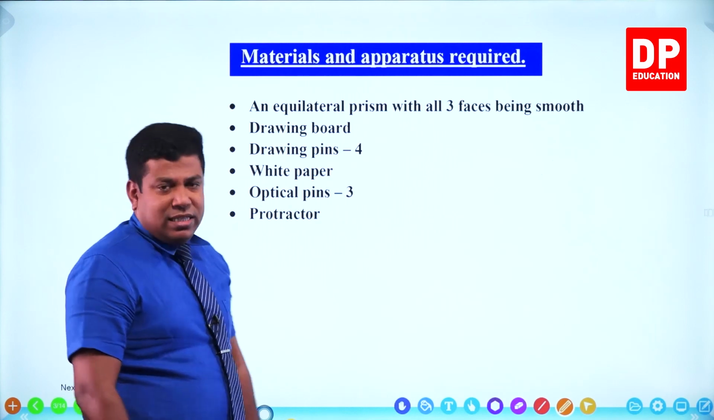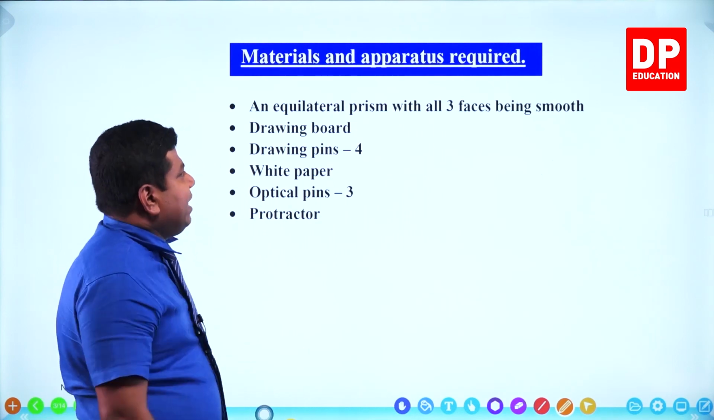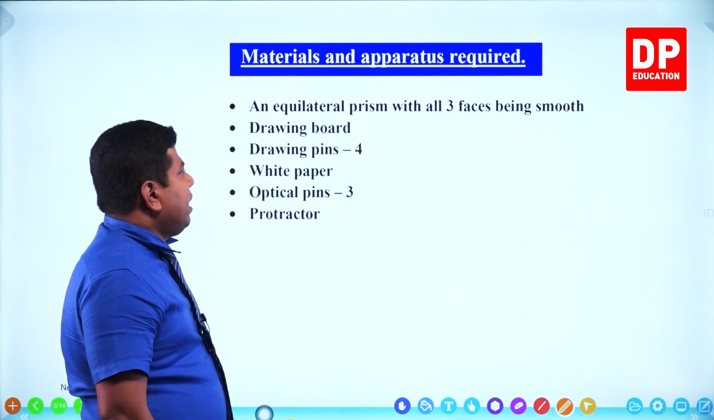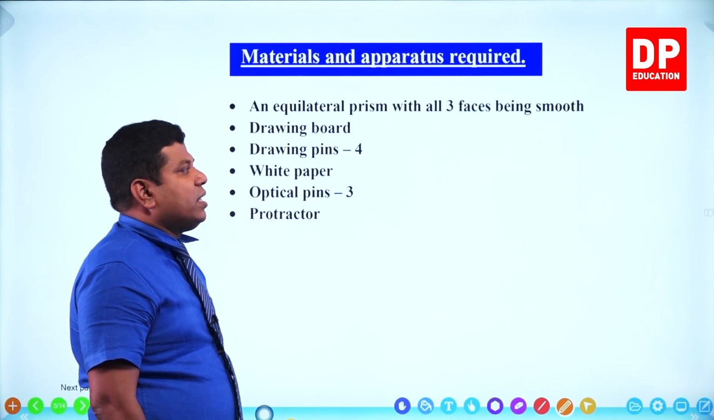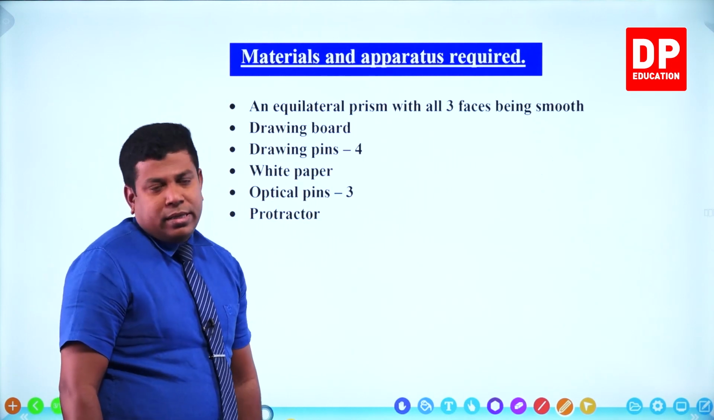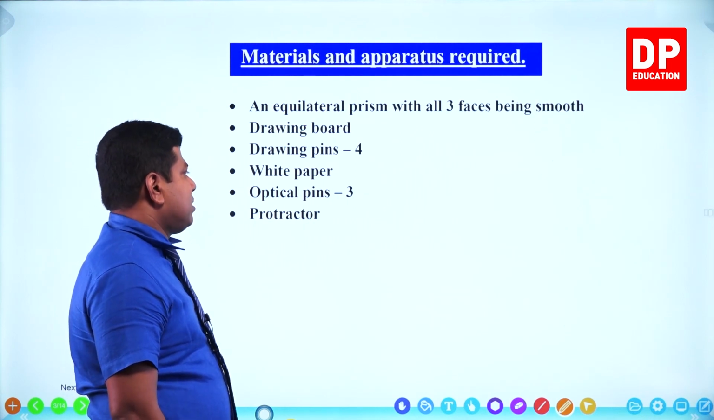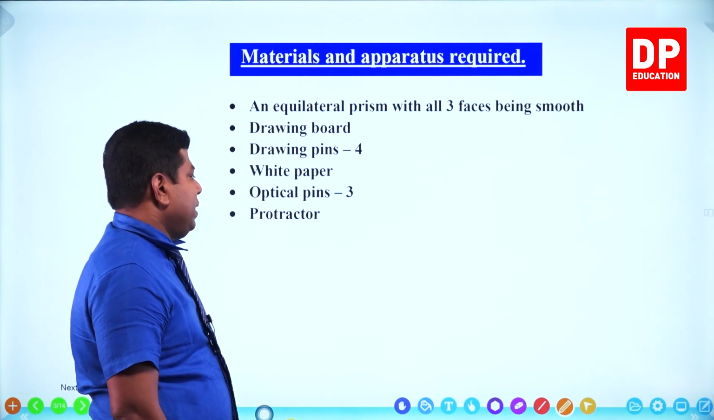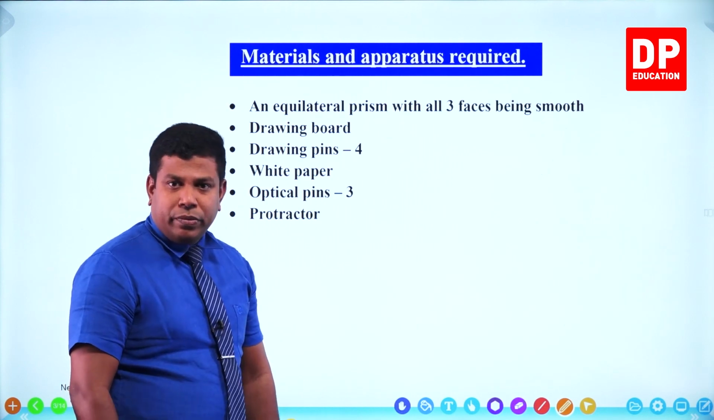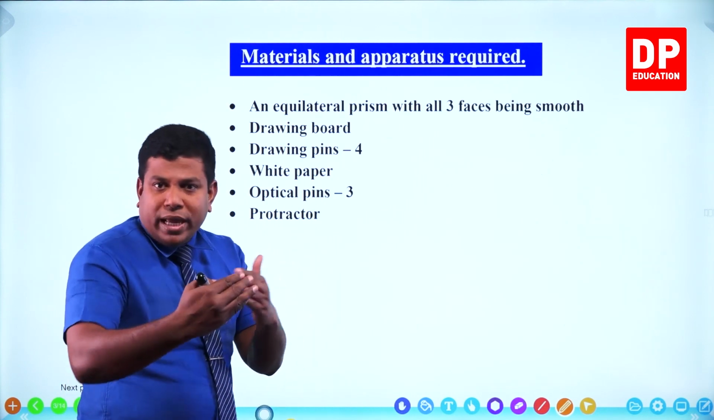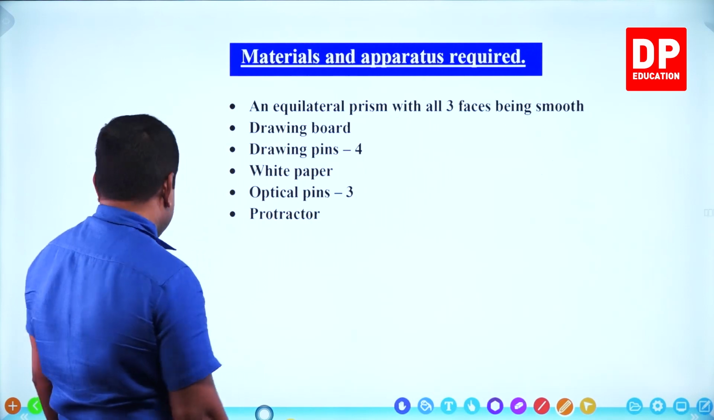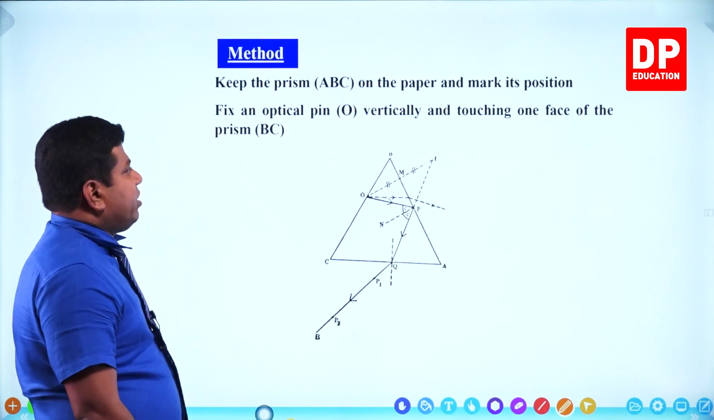How are we going to do this in an experiment? See what materials and apparatus are required for this. An equilateral prism with all three faces being smooth, a drawing board, drawing pins, white paper, optical pins and a protractor. When we do the experiment, I'll show you how to use each of these materials. Method.